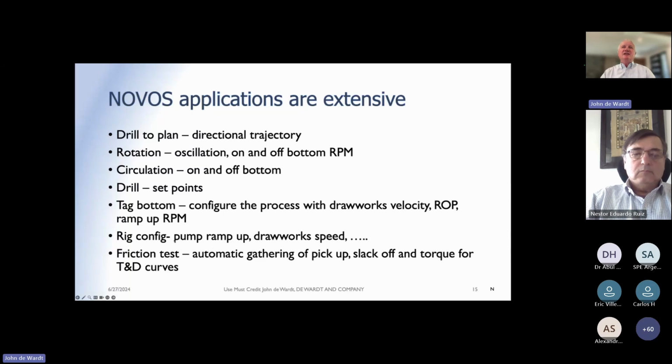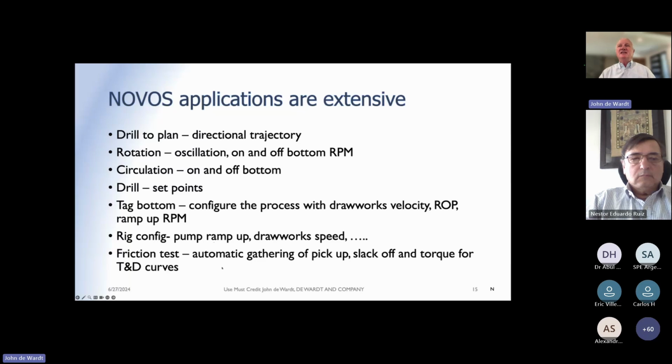And then rig configuration, so draw work speed, pump ramp up. And again, I mentioned pump ramp up. A lot of people are very blind to the fact that they have pumps that ramp up that was programmed by a guy in a rig up yard and nobody's touched it since. And in fact, the ramp up should be programmed based upon the mud properties and the hole properties and what can be tolerated in that ramp up.